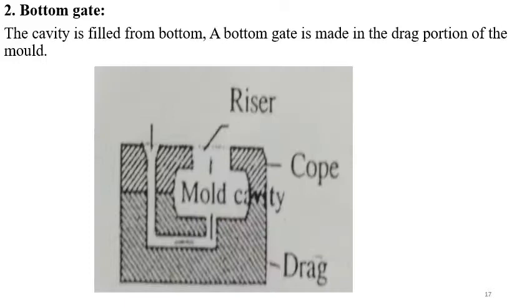Next, the bottom gating system. We can see this figure. The cavity is filled from the bottom. A bottom gate is made in the drag portion of the mold. You can see the sprue cup, sprue, runner, and gate, and the metal enters the mold cavity at the bottom side. The cavity is filled from the bottom. A bottom gate is made in the drag portion. This is the drag, and this is the cope of the mold.